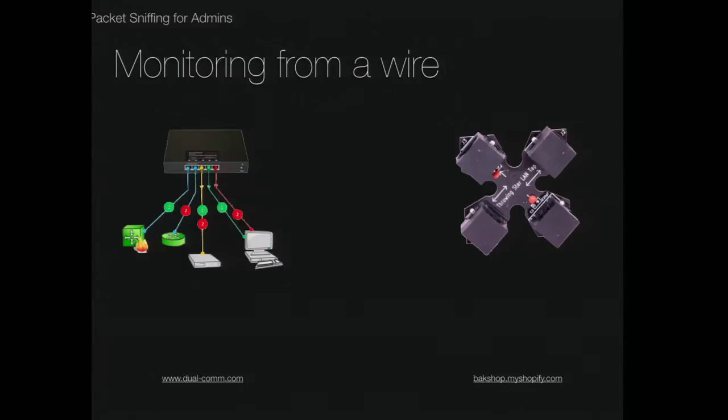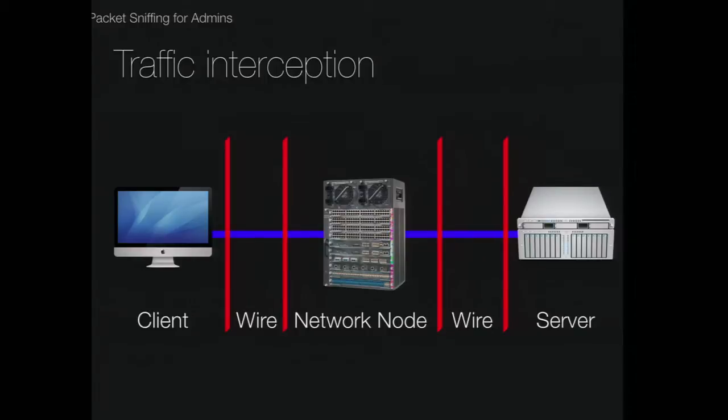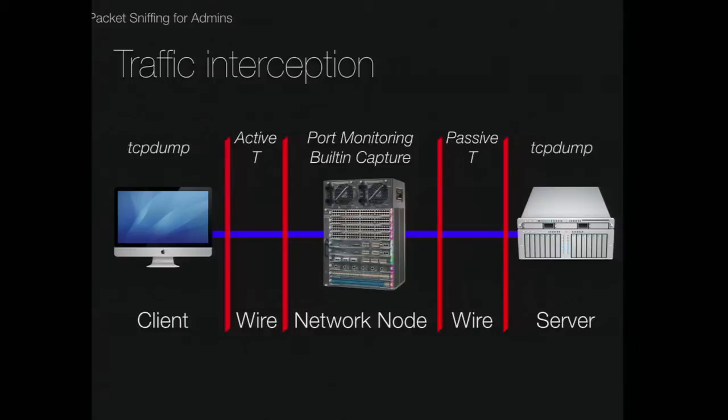Okay, so if we go back to the map, we have seen that on the network node, we are able to do port monitoring and packet capture on some kinds of hardware. On the wire, you are able to do active and passive network traffic duplication. And on the endpoint, we have tcpdump. On the endpoint, you can also use Wireshark directly, which is able to do live recording. But that means installing Wireshark on a production system, which may not be a good idea.